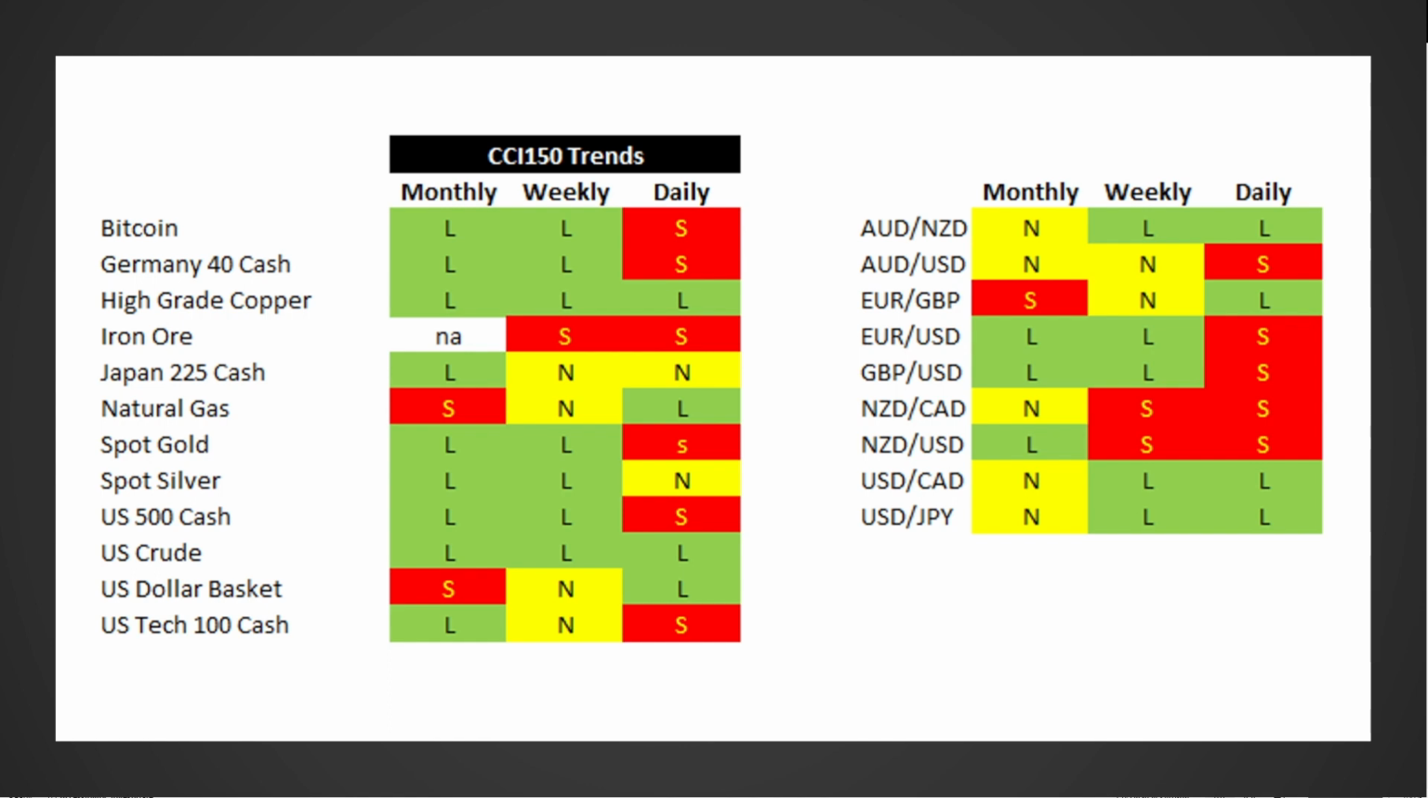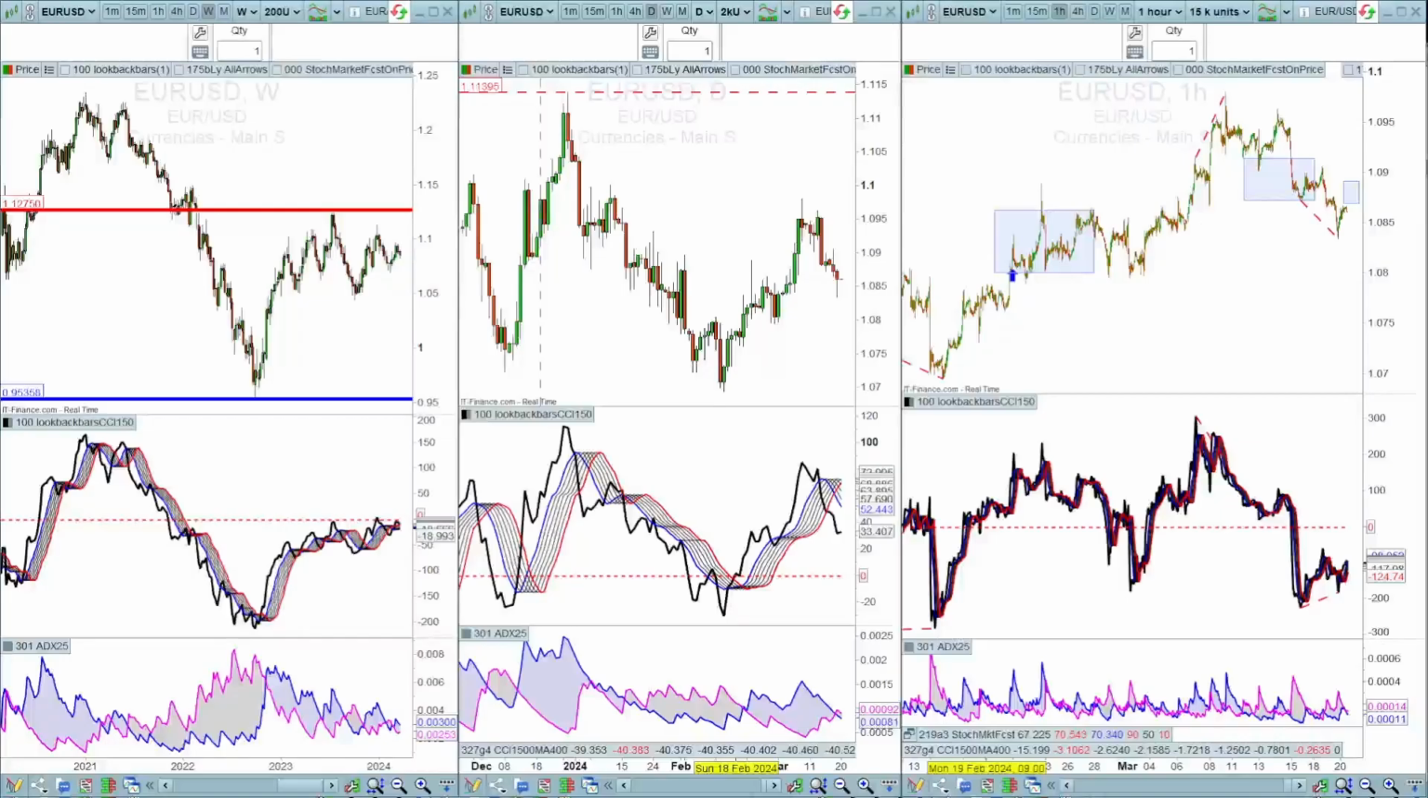And today we're looking at the Euro-US, and you can see there the Euro-US is trending on the monthly, weekly, long or bullish movement, but on the daily it's broken to a downtrend. So is it a possible reversal? Who knows? So let's get stuck into it.